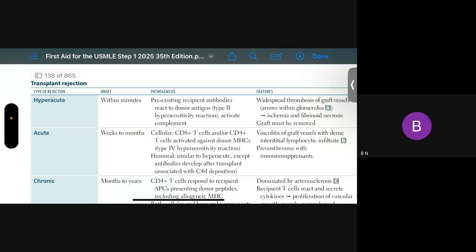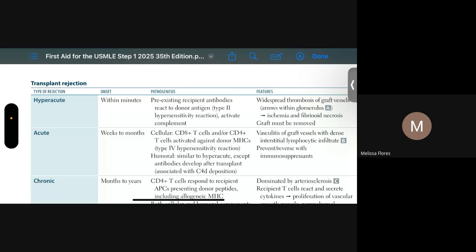The other one is acute rejection. What do you see in acute rejection? First of all, you should be knowing the timeline. If the rejection occurs within weeks to months, then that's going to be our acute rejection. Is it clear? Hello? Yes, sir.